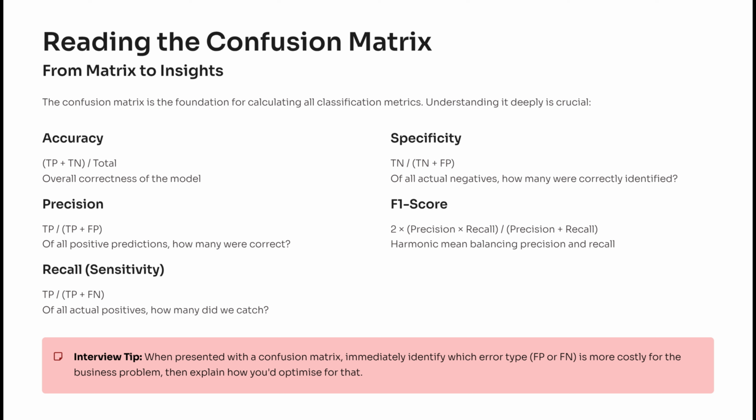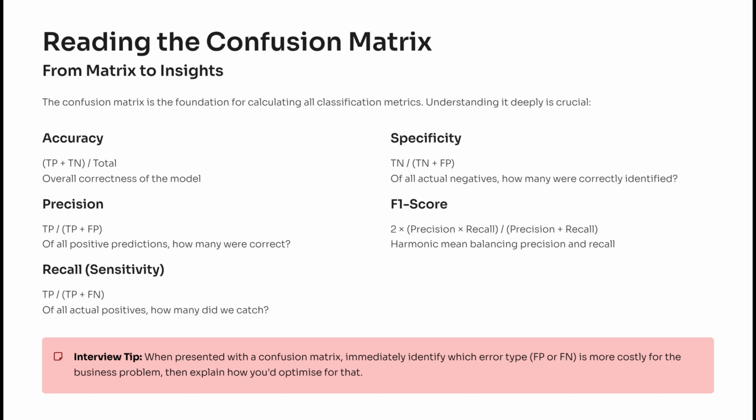Then we have specificity, which focuses on the negative side, how well the model correctly identifies the no cases. And finally, F1 score, which blends both precision and recall into a single balanced metric, perfect when your data is imbalanced, and you want a fair measure of both catching positives and avoiding false alarms.